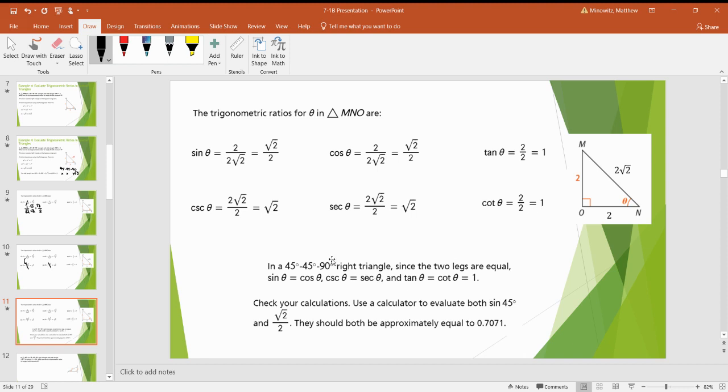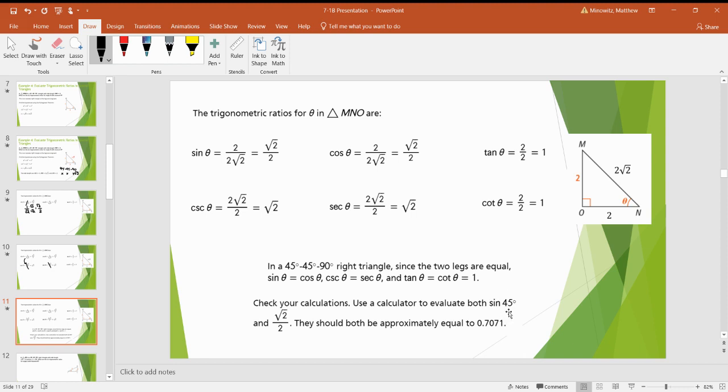Now we saw that in a 45, 45, 90 triangle, the two legs are the same length. Therefore, the sine of the angle and the cosine of the angle are the same. Since the sine and the cosine are the same, the cosecant and the secant are the same. And since the tangent is 1, the cotangent is the reciprocal, which is 1.